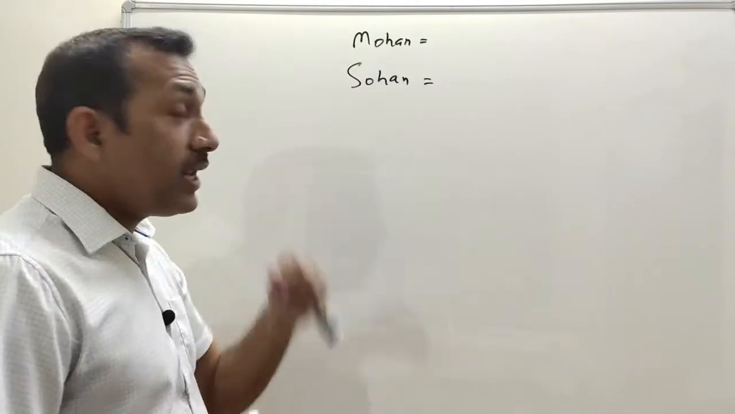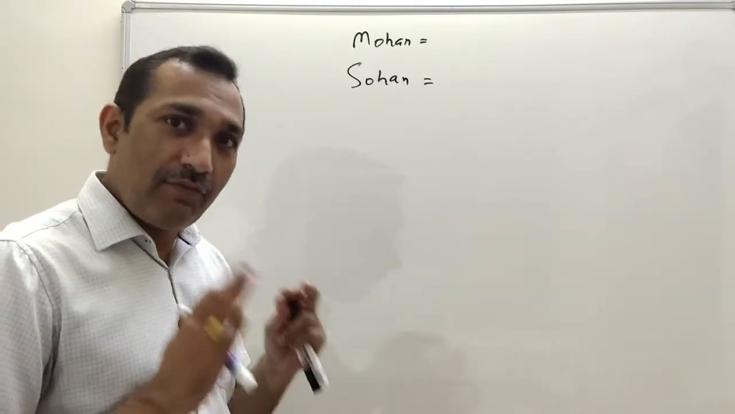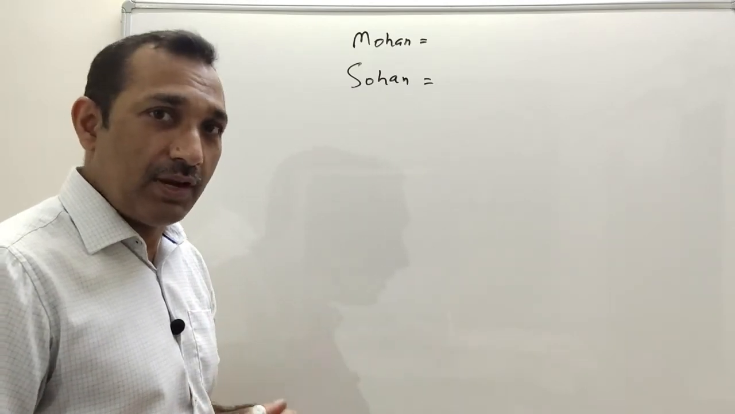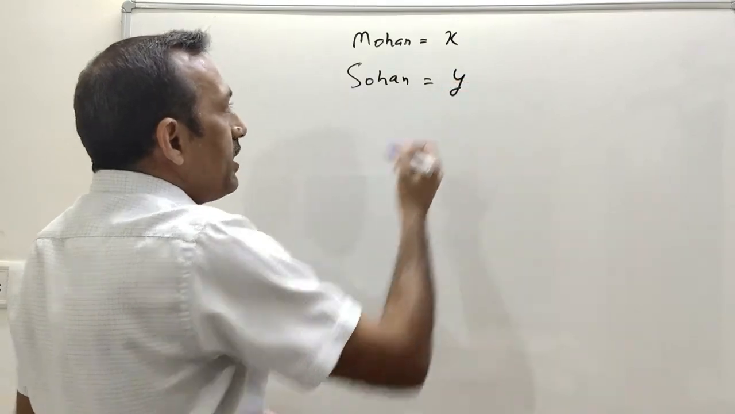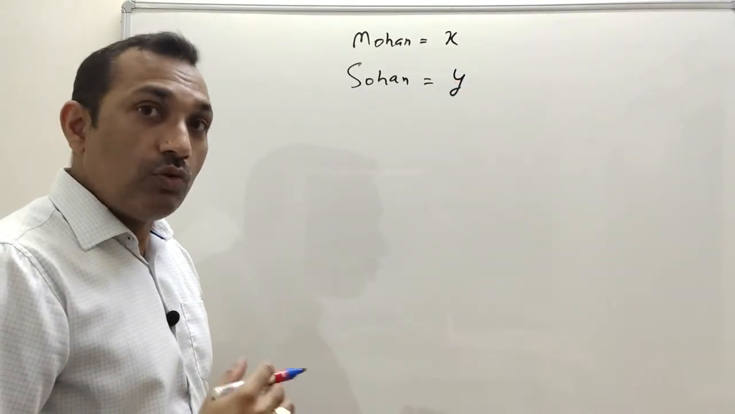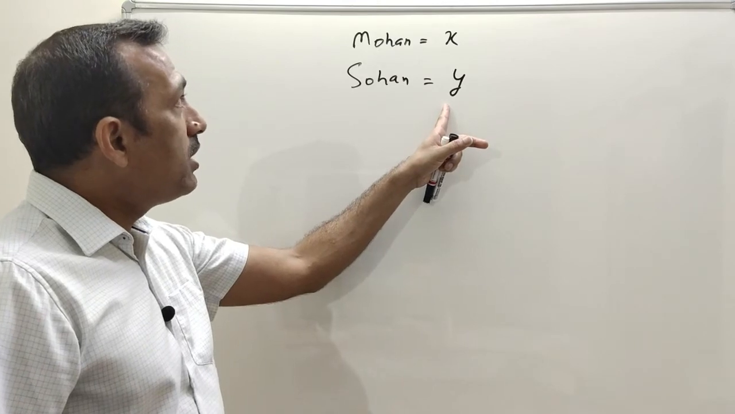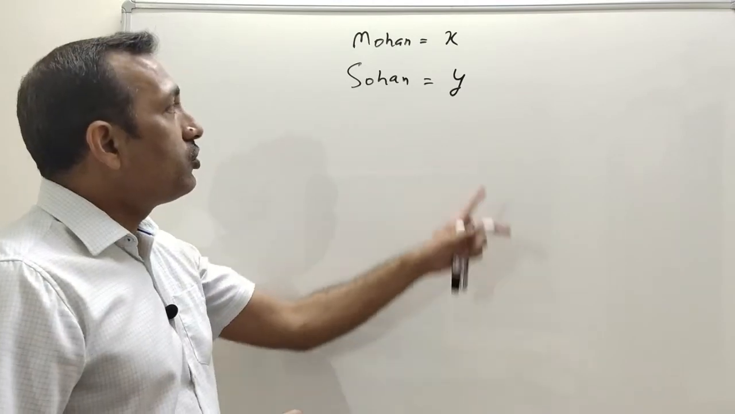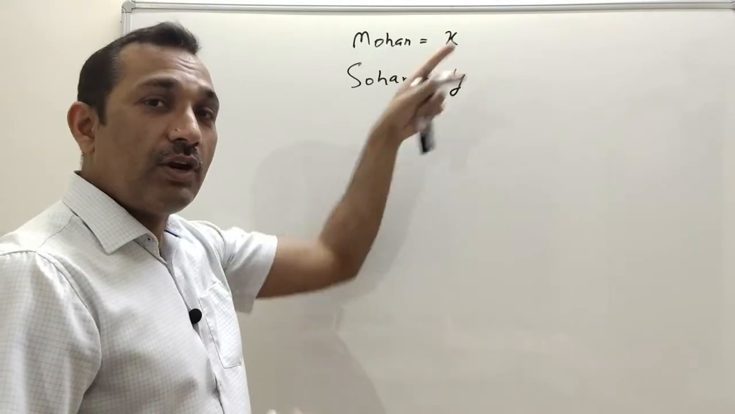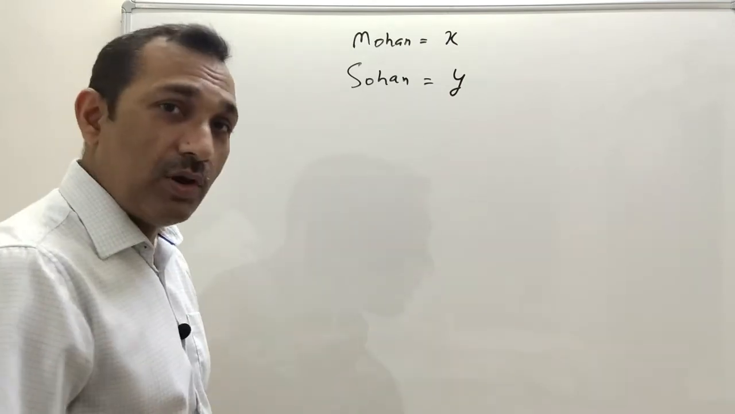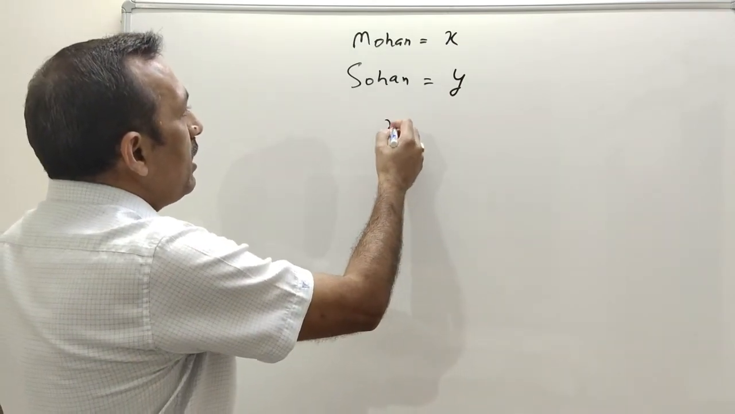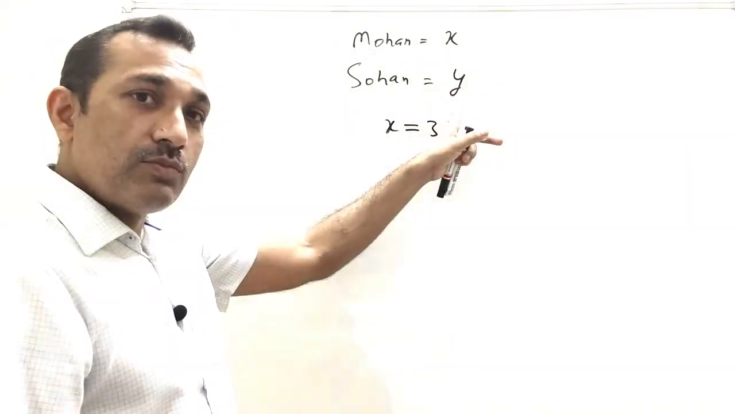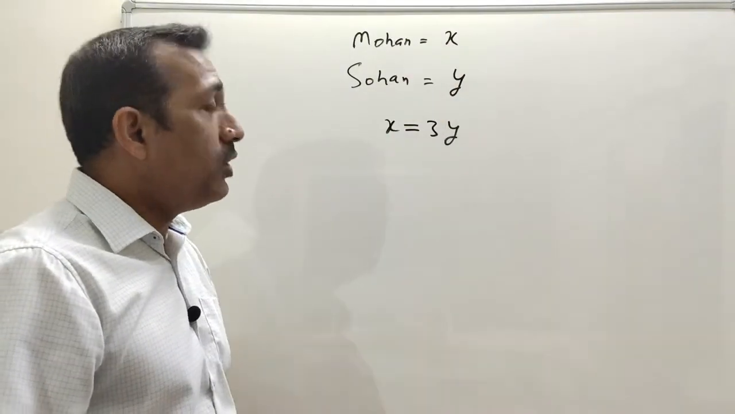Say for example, Mohan has contributed some amount to PM Care Fund and Sohan also has contributed some amount to the PM Care Fund. Now say X and Y amount has been contributed. Now 3 times of Sohan is equal to the amount contributed by Mohan. So 3 times of this is equal to whatever amount is contributed by Mohan. So how to write that? I can write that X equal to 3Y. So 3 times of Sohan's value is equal to Mohan's value.